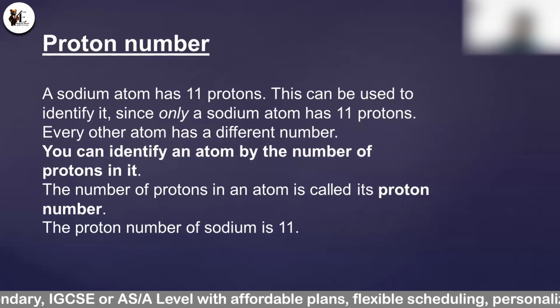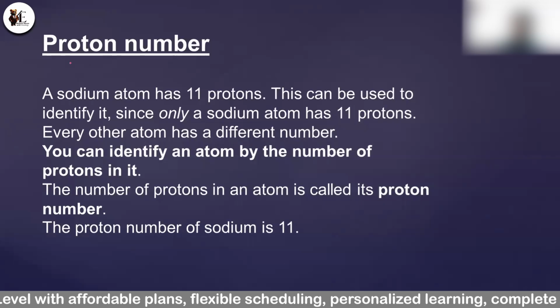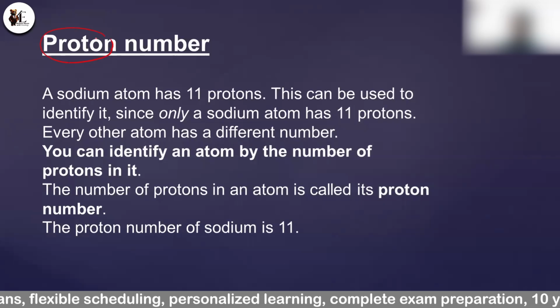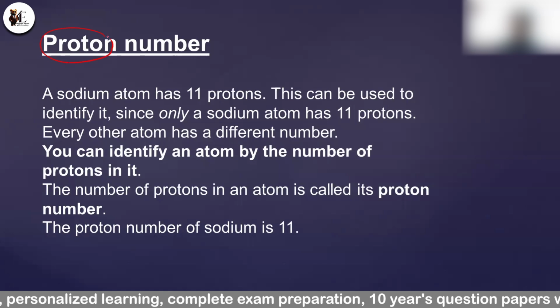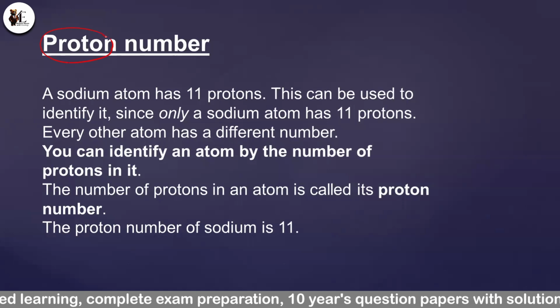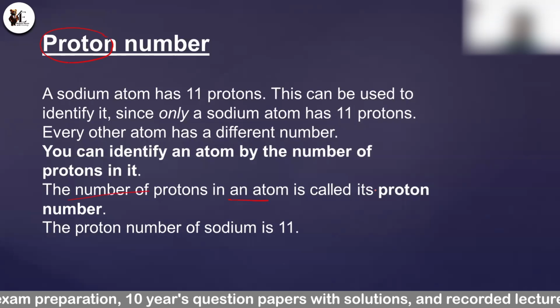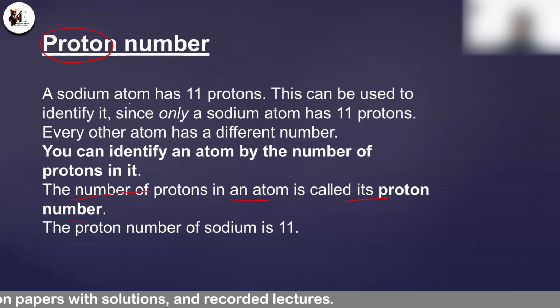So let me tell you what is the proton number. The proton number, as the name suggests, is the number of protons. As you know, what is a proton? A proton is a positively charged particle in the nucleus of an atom. Remember? Yes. So the number of protons in an atom is called its proton number. The number of protons in the nucleus of an atom is called its proton number.